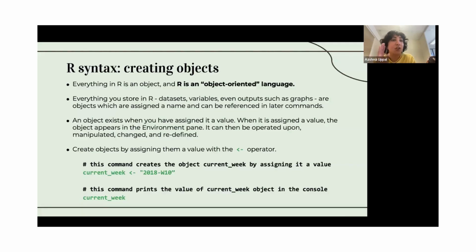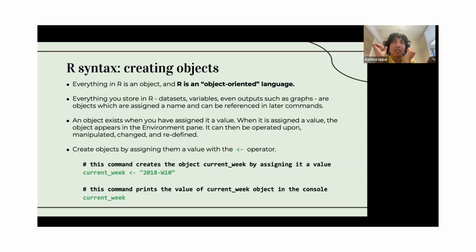Basically, everything in R is an object. For those who are familiar with other computer programs, R is something called an object-oriented language. Basically, everything you store in R, whether it's a data set, a variable, even things like graphs and figures, anything that's assigned a name or a label is an object and can be referenced later in commands. So an object basically exists or comes into existence when you assign it a value. And when it's assigned a value, it appears in that environment pane.